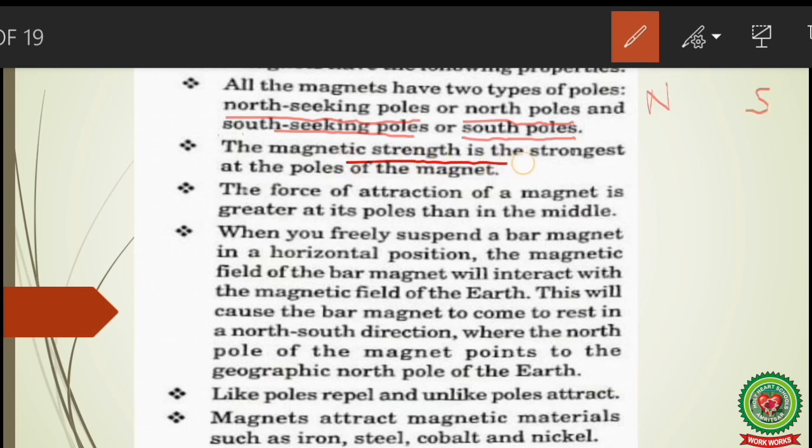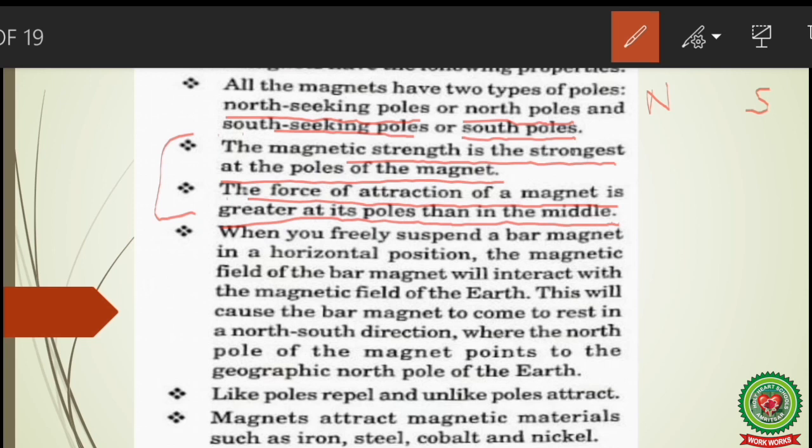The magnetic strength is strongest at the poles of the magnet. As we have discussed already, the strength of a magnet, that is magnetic power, is strongest or maximum at the poles, at the ends of a magnet, right? The force of attraction of a magnet is greater at its poles than in the middle. These two properties are the same.